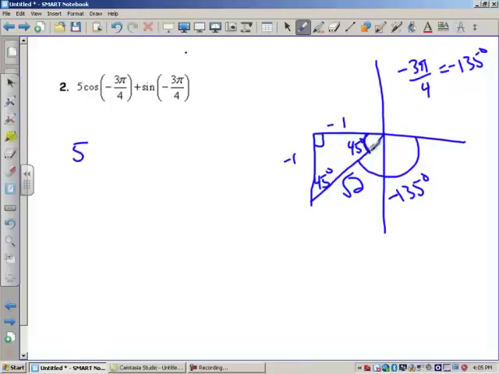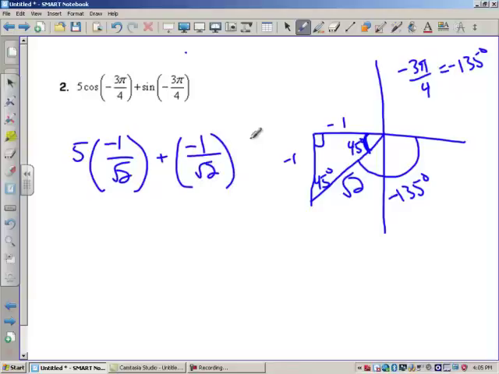Look at your reference angle, which is right here attached to the origin. Cosine is adjacent over hypotenuse. Now let's do the sine of that angle. Sine is, from a reference angle, opposite over hypotenuse. And there was no coefficient in front of that sine.